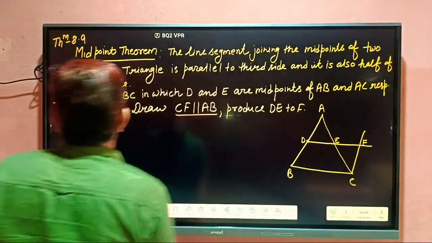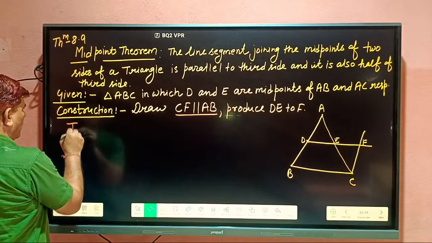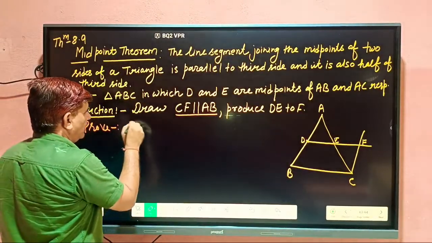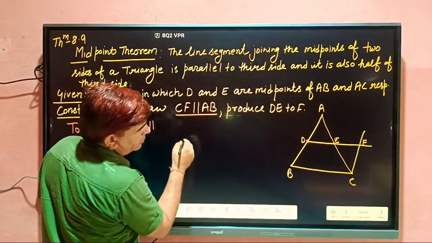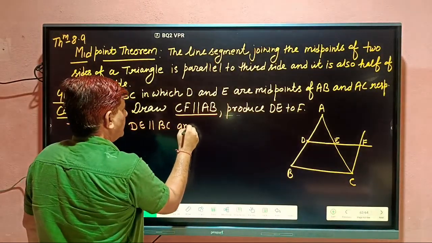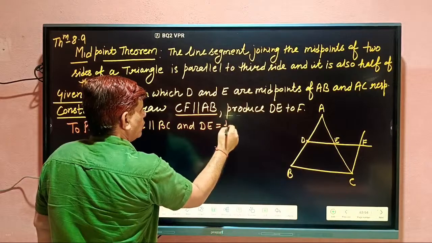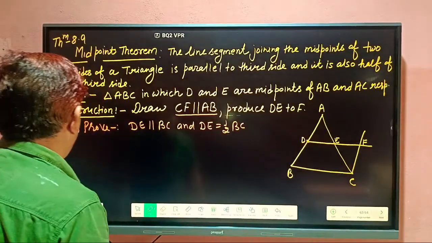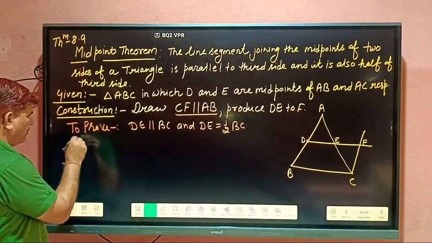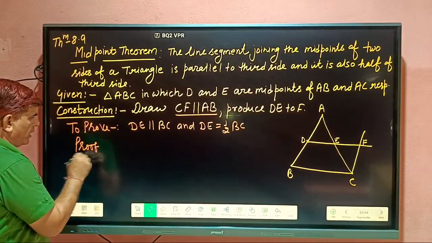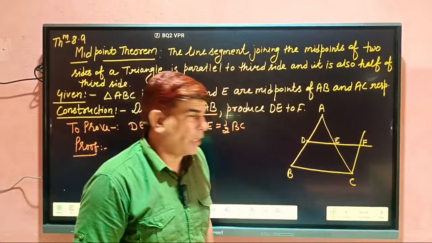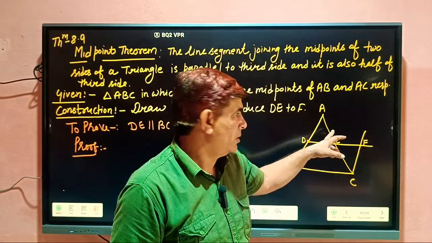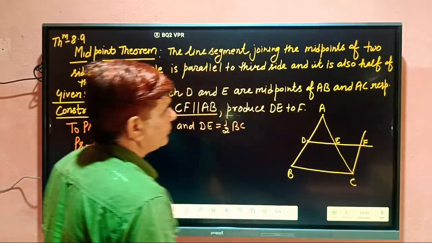And what we have to prove? Then I can write, to prove. To prove is what? DE is parallel to BC and DE equal to half of BC. This we have to prove. After to prove, proof. So now I can tell you the plan. How can I prove? First I will prove this triangle is congruent to this triangle. Understood? So first I will prove this.